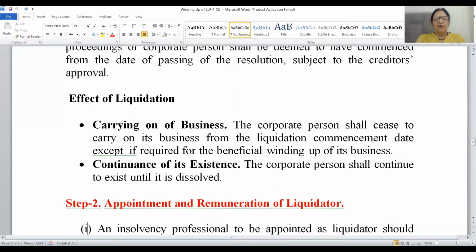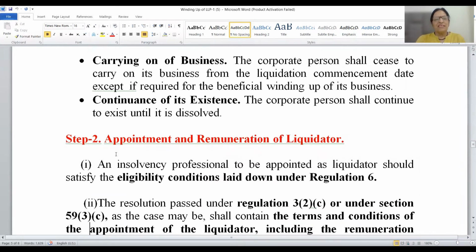Second is continuance of its existence. The corporate person, or the LLP, shall continue to exist unless and until it is dissolved, because dissolution is the last step in the winding up of LLP.